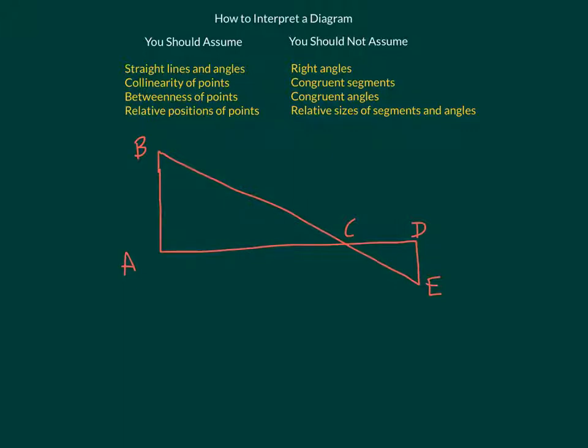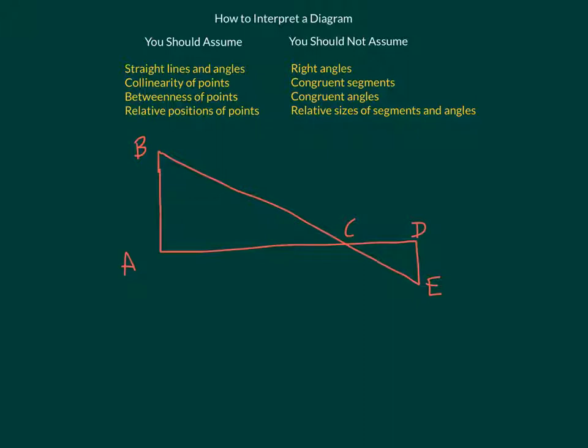All right, let's go over what you can assume. You can assume that ACD and BCE are straight lines. You can also assume that angle BCE is a straight angle. You can assume that C, D, and E are not collinear. You can assume that C is between B and E. And you also can assume that E is to the right of A.